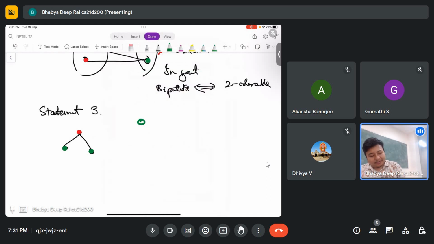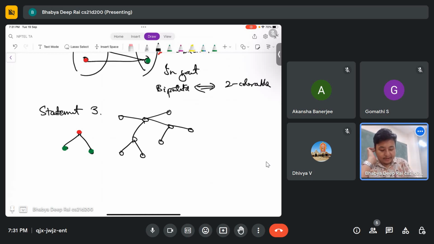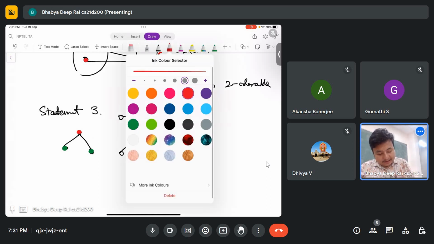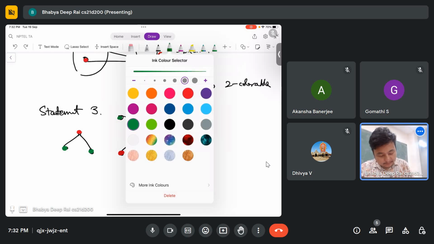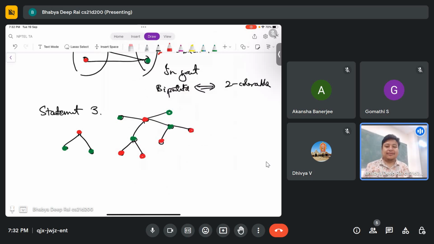And let's take a more complex tree. What does it mean to be a tree? There are no cycles in it. So this is a tree. So what can I do? I can color one vertex red, and whatever it is connected to, I can color it green, and I can color the others red. Sorry, this one should be green. Green, and of course red. So this is also two colorable.